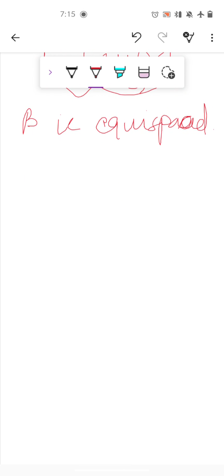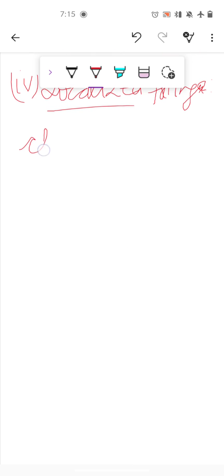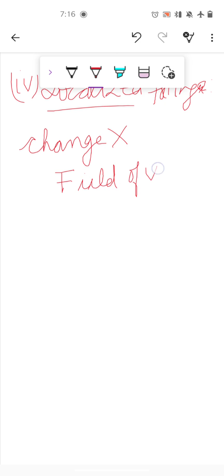The third condition we have discussed. The fourth condition is localized fringes. This is a term you might or might not be familiar with, so I am telling you what localized means in a very simple manner. So what is a localized fringe? Localized means a fringe that does not change when we change the field of view.